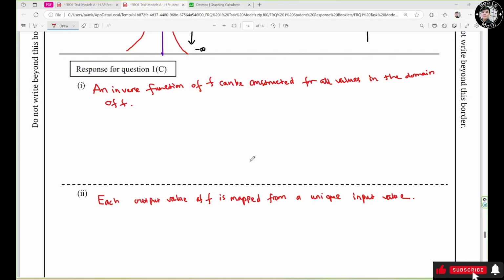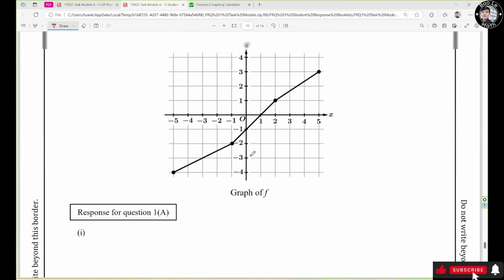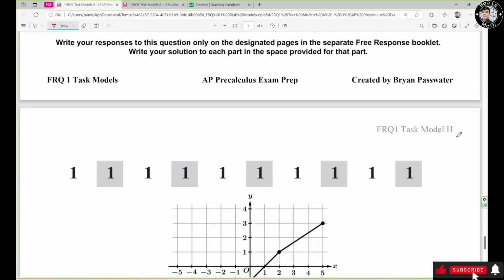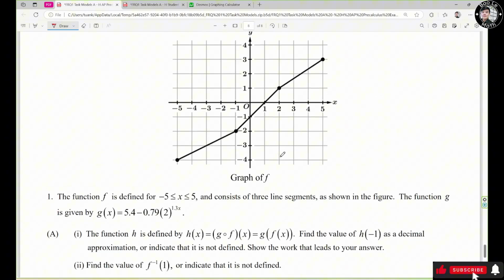Now let's move on to the next question, the last one right here, question H. The function f is defined for -5 to 5 and consists of 3 line segments as shown in the figure. The function g is given by 5.4 minus 0.79 times 2 to the 1.3s. Given h of s equals g of f of s, we need to calculate h of -1.